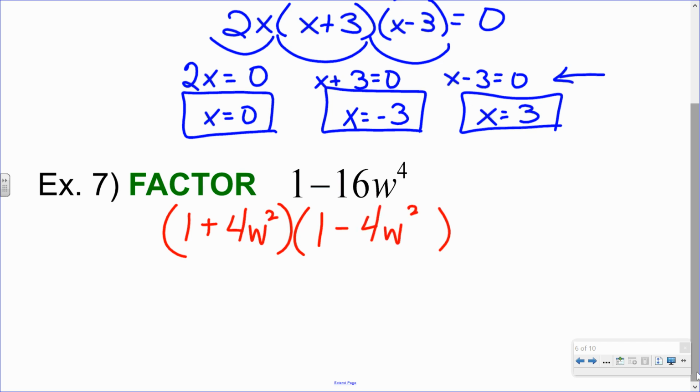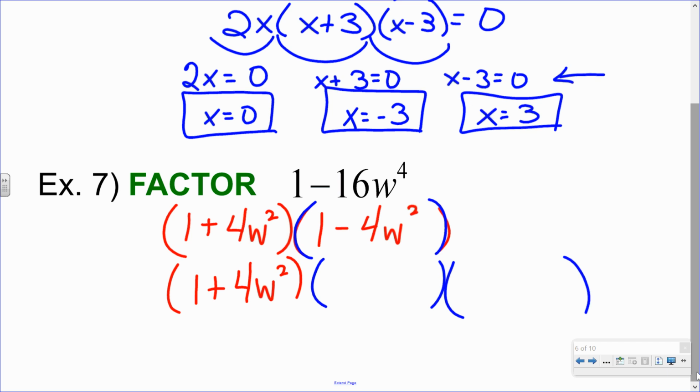Have we finished? Can we factor any more? Can I factor 1 plus 4w squared? No, it's got that plus sign in between it. Can I factor this one? Do I have 2 terms? Is it a difference of squares? Do I have a minus sign in between? Can I take the square root of 1? Can I take the square root of 4w squared? So we're going to keep the 1 plus 4w squared, but we are going to continue factoring the second parentheses.